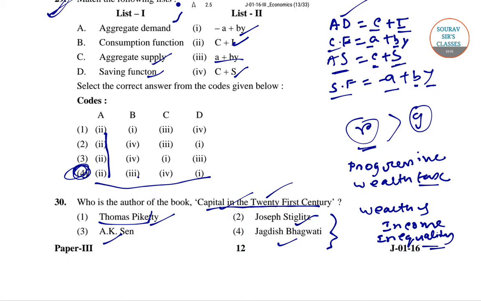So what did he say? He said that wealth inequality arises when r is greater than g. It arises when small r, the return on capital, is more than the growth rate. When it happens, the accumulation of wealth in a tiny minority of the population takes place. In order to avoid it, a progressive wealth tax is the optimal thing. So Capital in the 21st Century was written by the French economist Thomas Piketty.